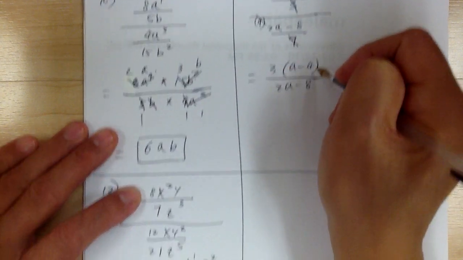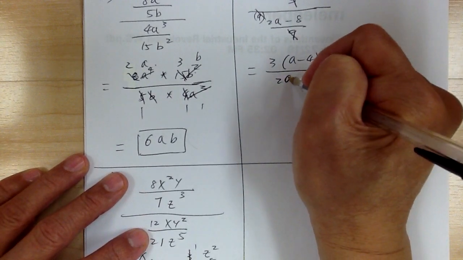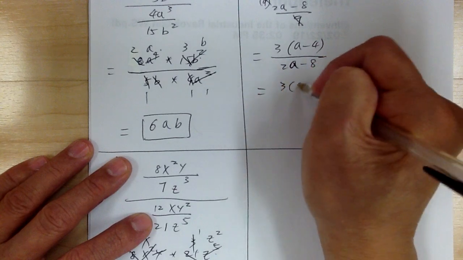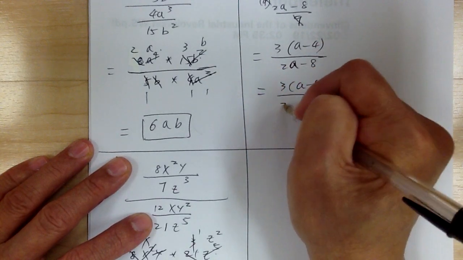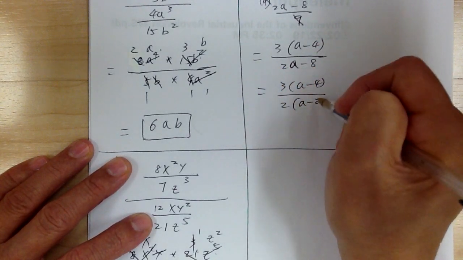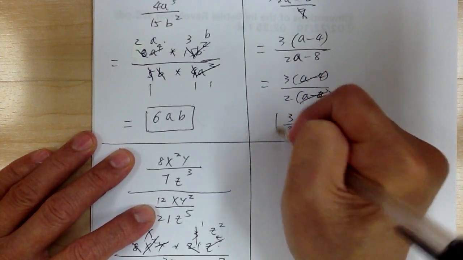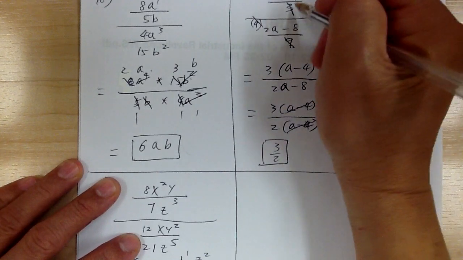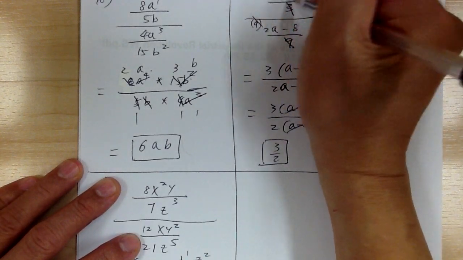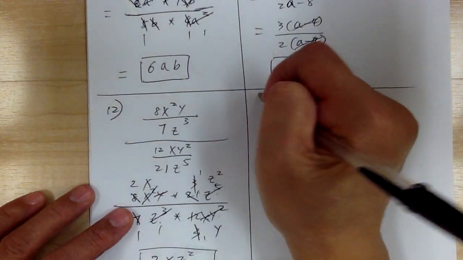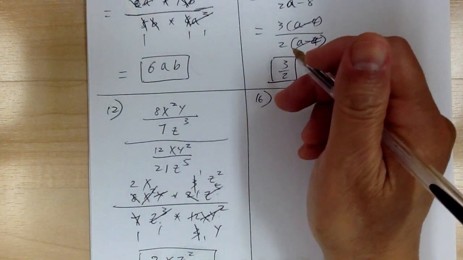Now you don't want to multiply out, because you want to go the opposite direction. You want to factor, so you see if you can cancel things out. So on the bottom, you can factor out a 2. So this one, yes, you can cancel out. So the answer would be 3 over 2. Right? So again, when you multiply by LCD, you don't want to multiply out, because you want to see if you can cancel. Okay, let's go to 16.